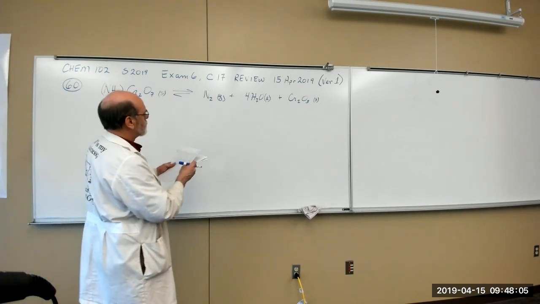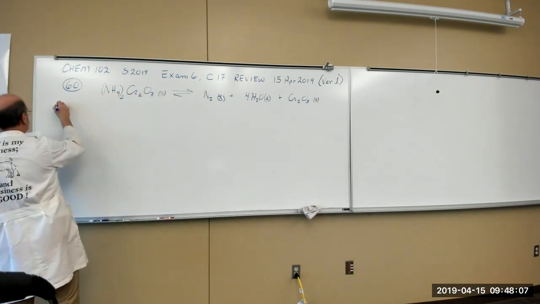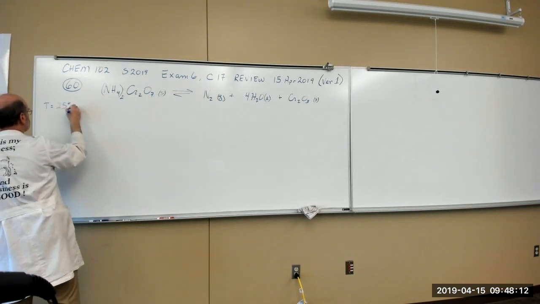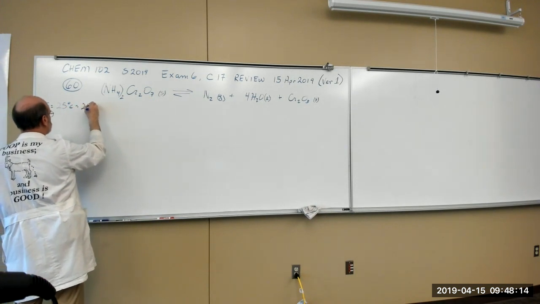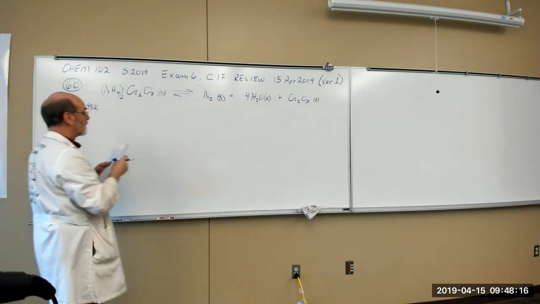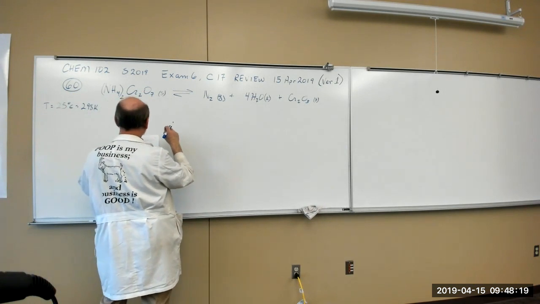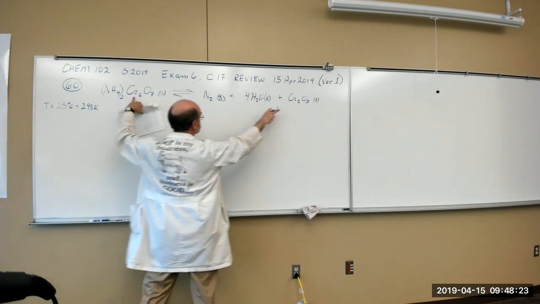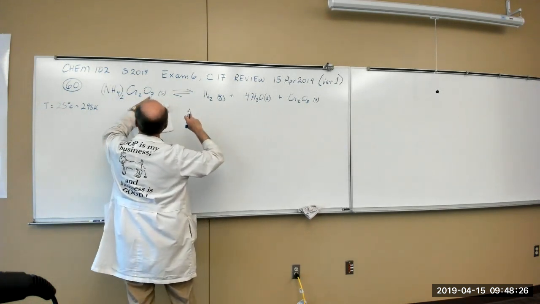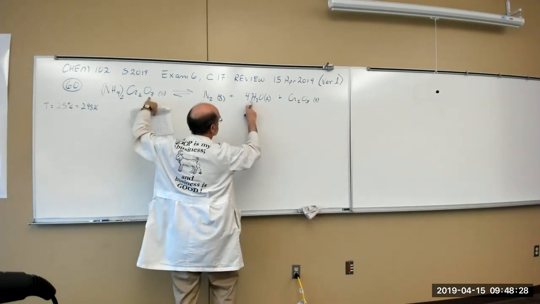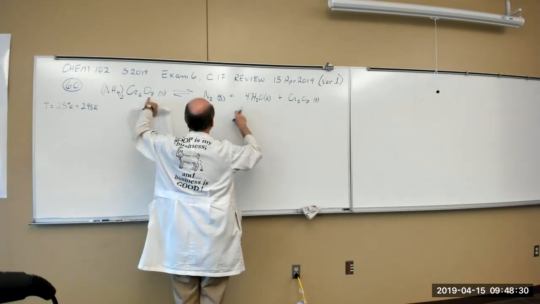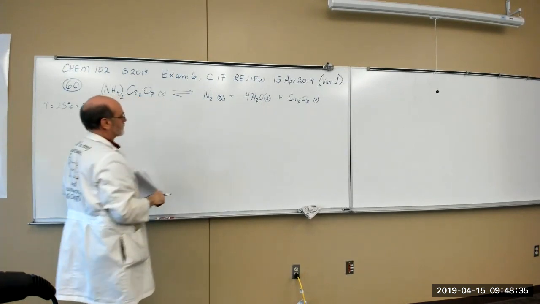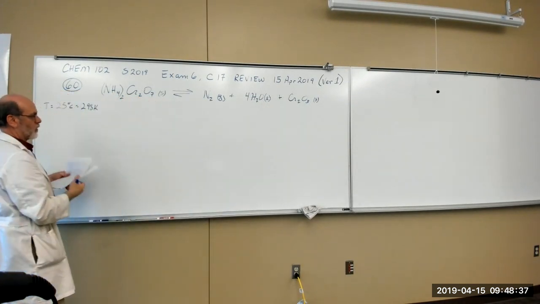Okay. And this occurs at 25 degrees C, which is 298 K. Now let's see. We've got to be sure it's balanced. 2 chromium, 7 oxygens. So 4 here and 3 there is 7. 8 hydrogens and 2 nitrogens. So that's balanced. We just need a 4 in front of the water.